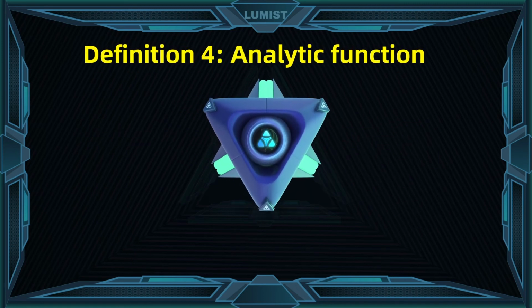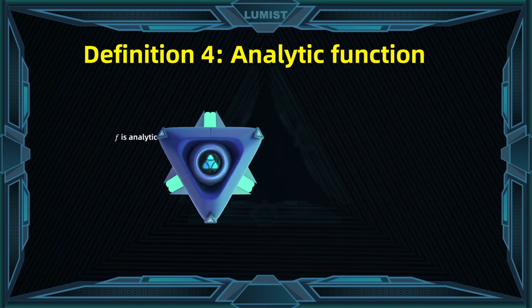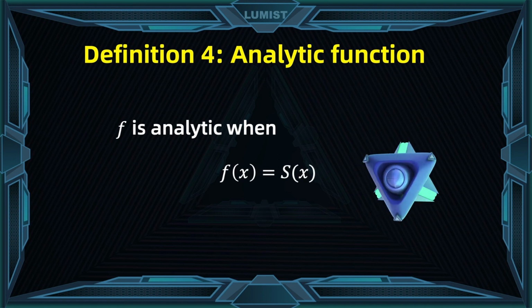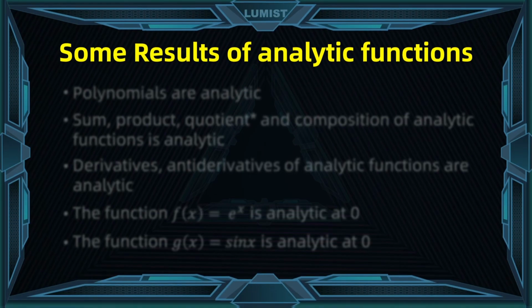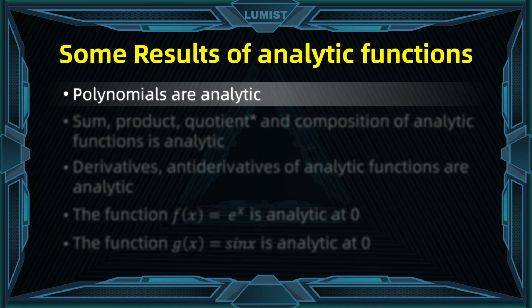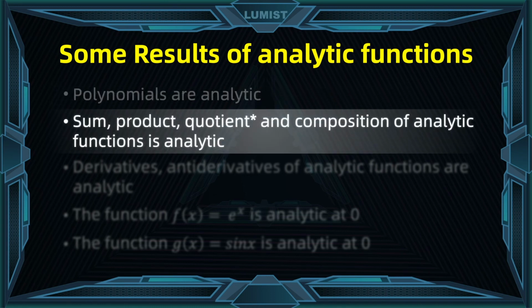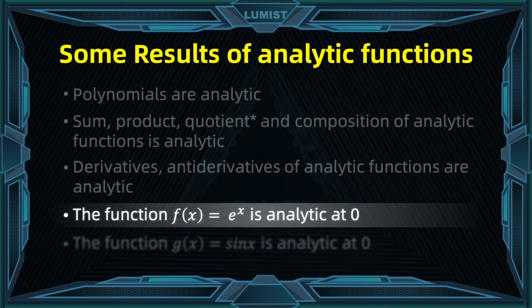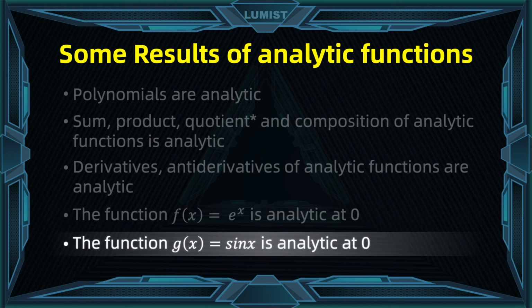In our fourth definition, we're going to talk about the analytic function, right? f is analytic when f(x) is equal to S(x). Here, we're going to discuss some results of analytic functions. First, polynomials are analytic. Sums, products, quotients, and compositions of analytic functions are analytic. Derivatives and antiderivatives of analytic functions are also analytic. The function f(x) equals e^x is analytic at 0. The function g(x) equals sin(x) is analytic at 0.